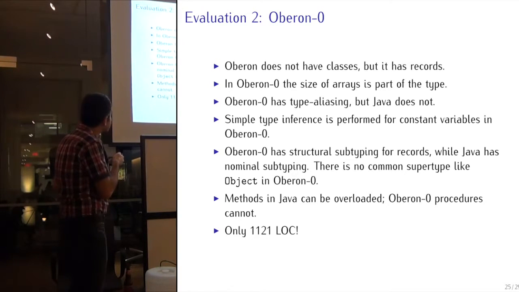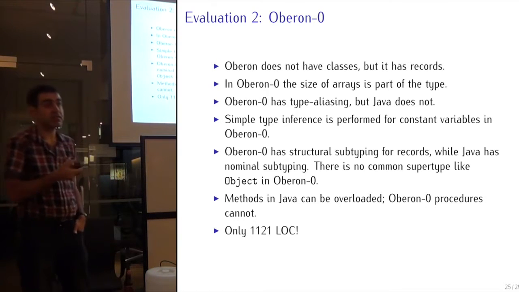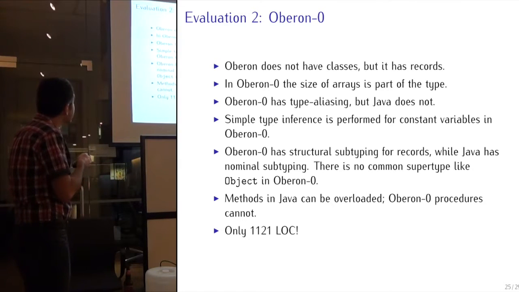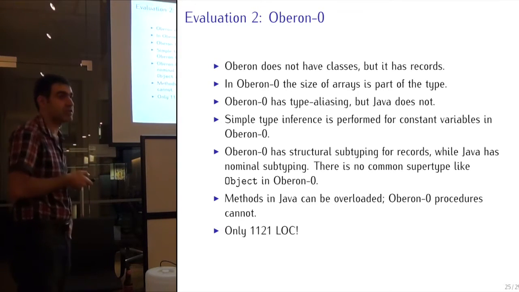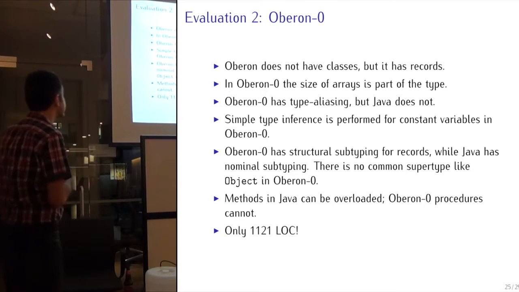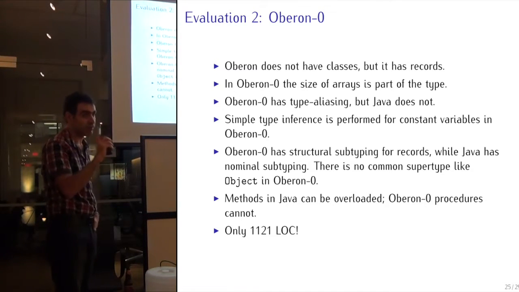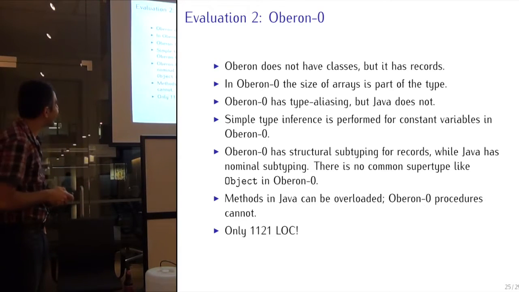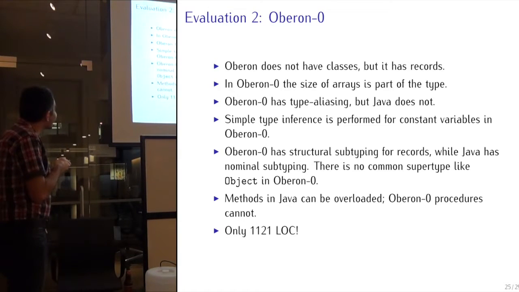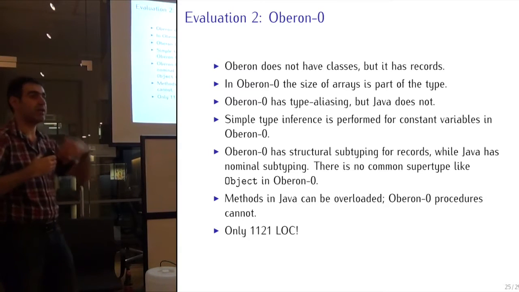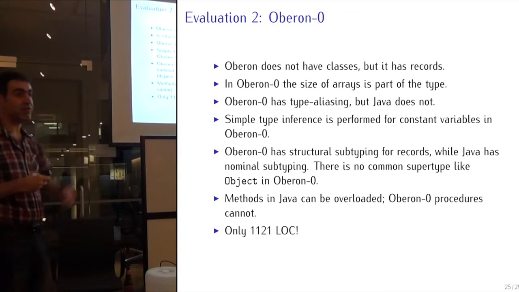Another difference: type aliasing doesn't exist in Java. It is in Oberon. Type inference, of course, Java lacks it, except for some cases in generics. In Oberon, we have it only for constant variables, so important. Then we have some structural subtyping in Oberon. We have nominal subtyping in Java. We say what we are extending in Java, right?